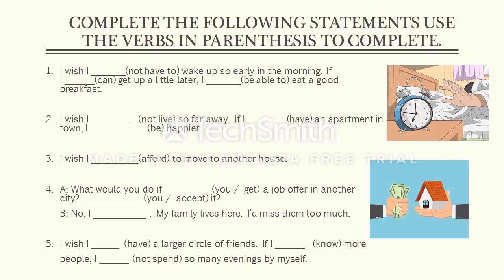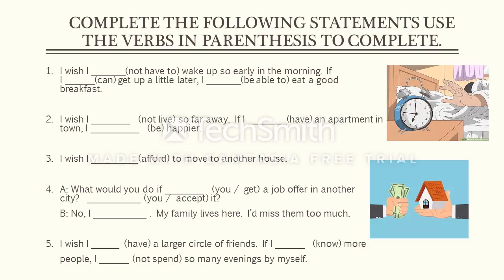Okay. Then number 4, what would you do if, in parentheses, you get a job offer in another city? It's a question, all right? So here I would use, what would you use? You accept it. This number 4 is a little conversation. You have A and you have B. Then the B says, no, my family lives here. I would miss them too much. Okay, so once again, think about it. Pause the video so it can give you enough time for you to complete.